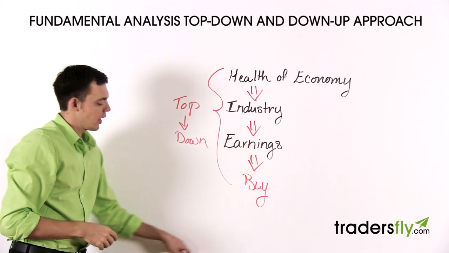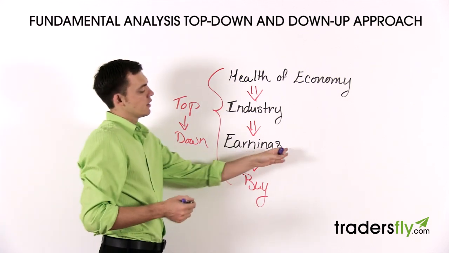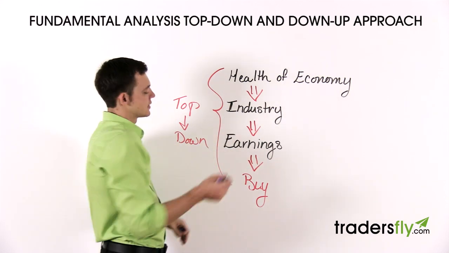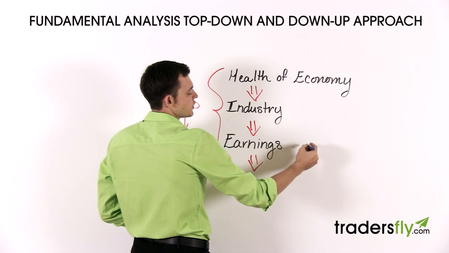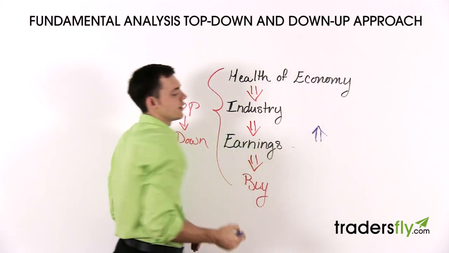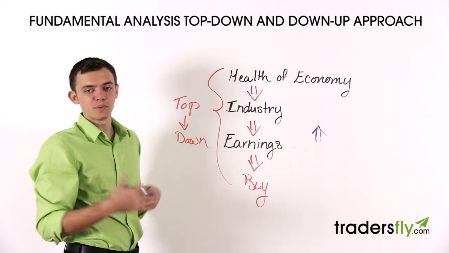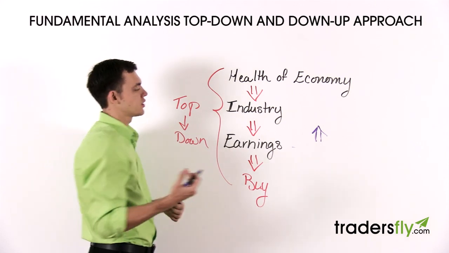And then the other way is basically going opposite. The other way is the bottom-up analysis, or bottom-to-top analysis. So here you start with the earnings first. After you start with the earnings, and earnings look good, you check how that industry is doing. Is the sector good? Are other tech companies doing good? If I'm looking to buy Apple, are other tech companies doing good? Is Google doing good? Is Microsoft doing good?